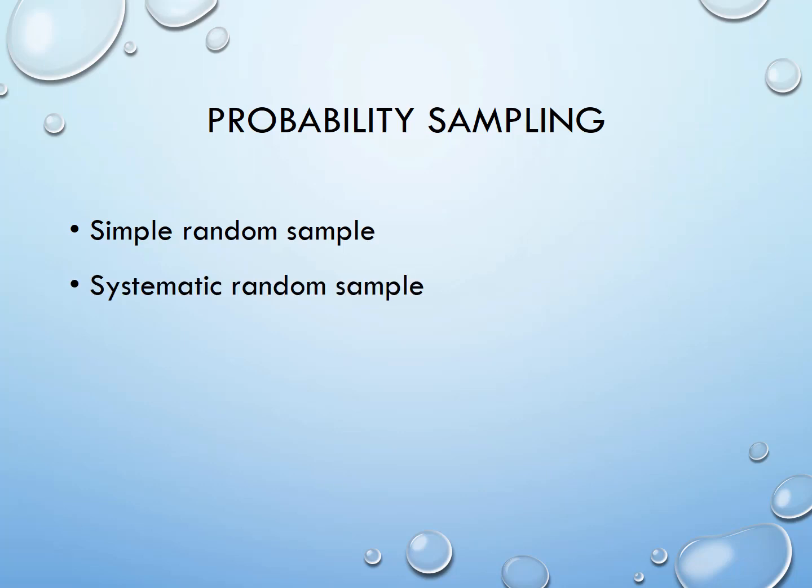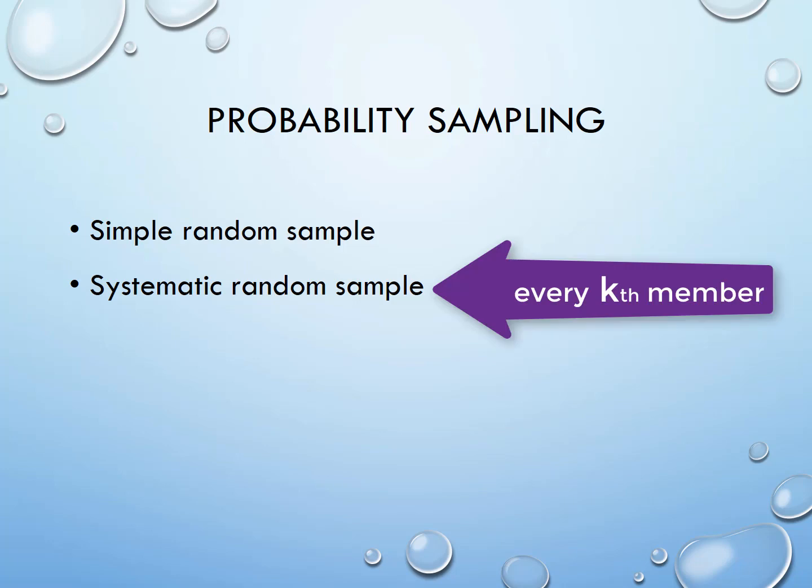The next one is a systematic random sample. And that is a method of sampling in which every so many member, so the book refers to this as kth member, in the total population is chosen for inclusion in the sample after the first member of the sample is selected at random from among the first k members in the population.